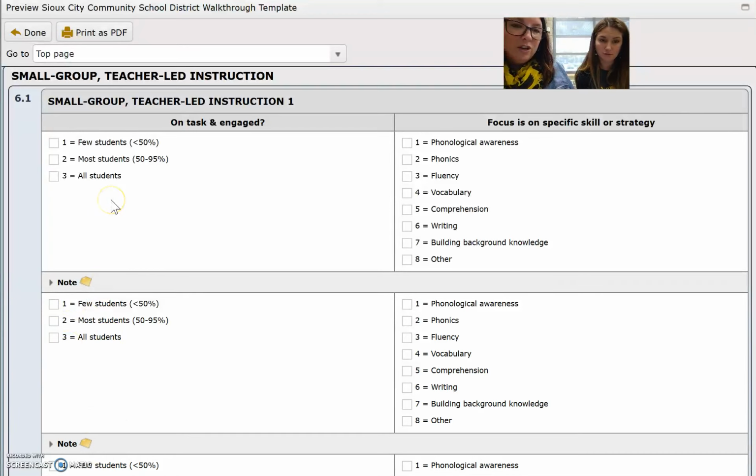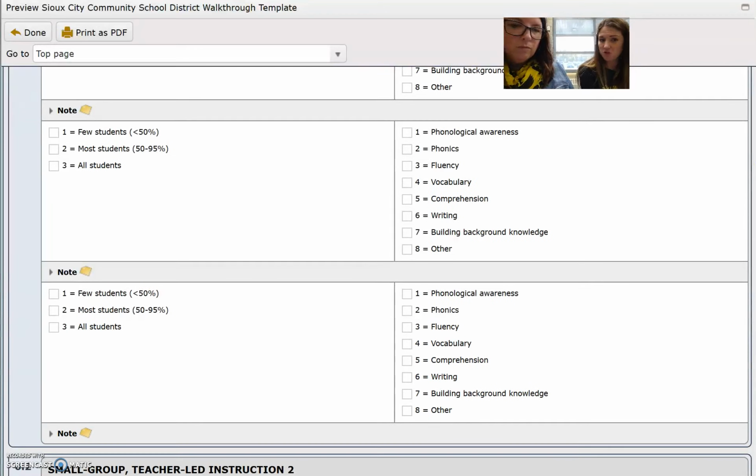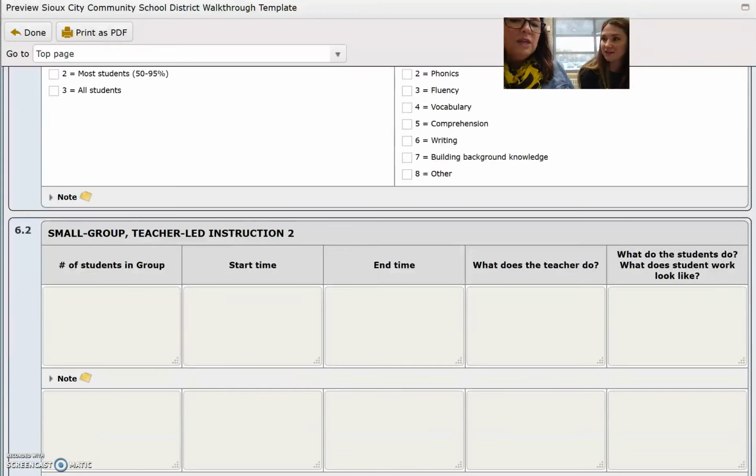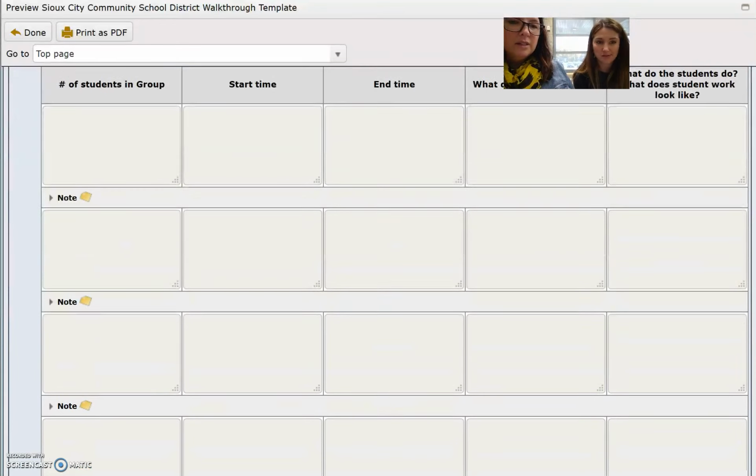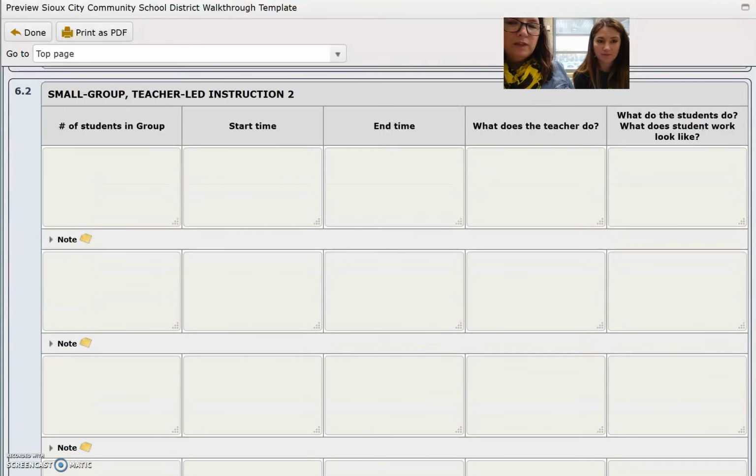So in this section, we will just identify the level of engagement and then what the focus was for the group that you were teaching. And then there will be the drop-down menus added. Yes. So Kim, why don't you go ahead and explain this part?